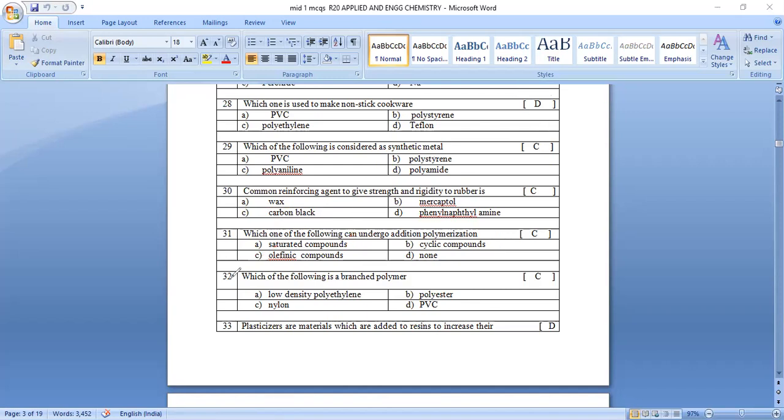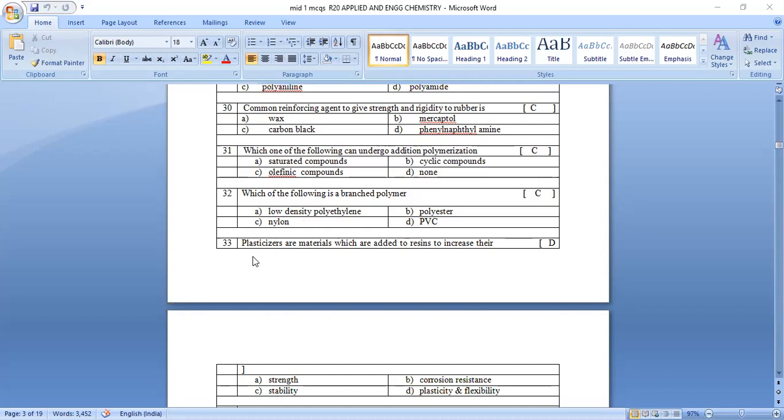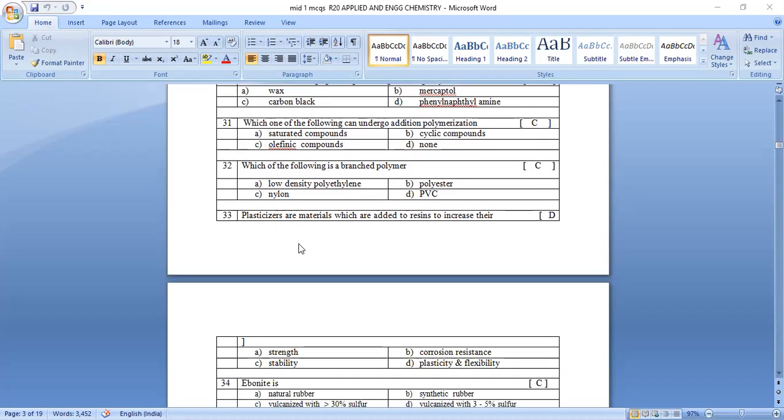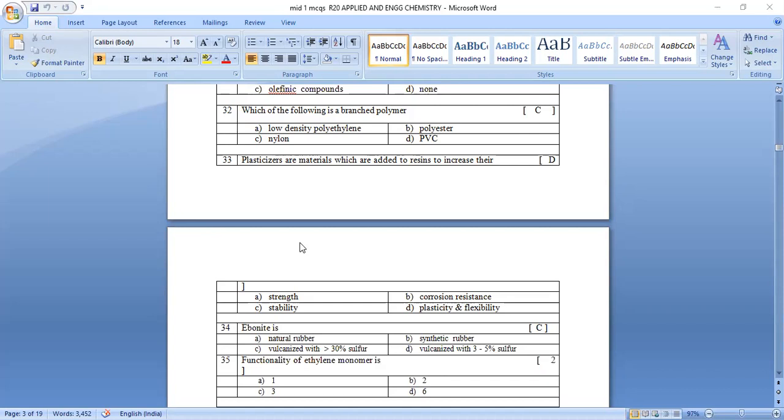Question number 32. Which of the following is a branched polymer? The best example of a branched polymer is nylon 6,6. Nylon 6,6 contains branching. Plasticizers are materials which are added to plastic to increase its plasticity. When plasticizers are added to the plastic, its plasticity and flexibility increase.